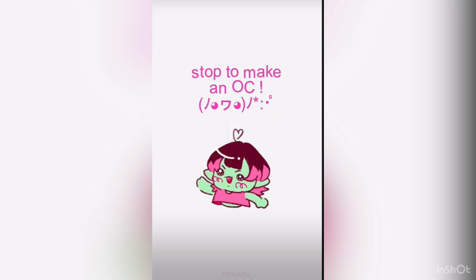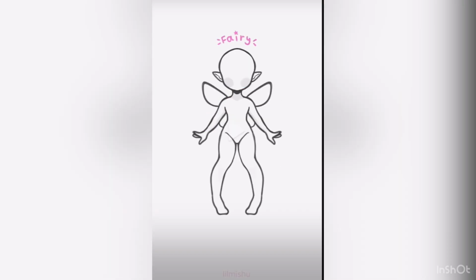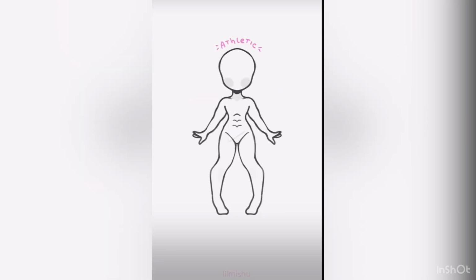Alright, and now we are on to the second character. We are going to be doing this OC Maker by Mishu. Alright. Okay, so we're going to be making a fairy. Alright. Athletic. Alright.